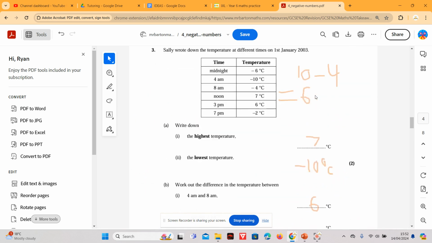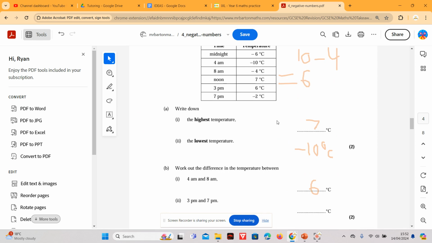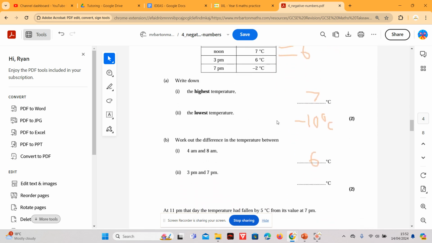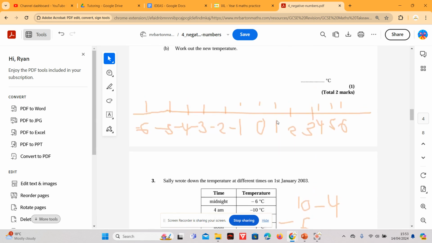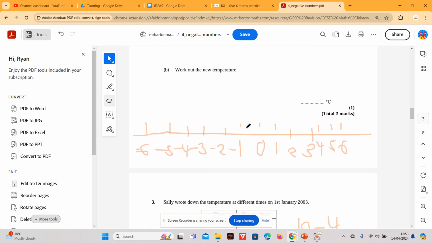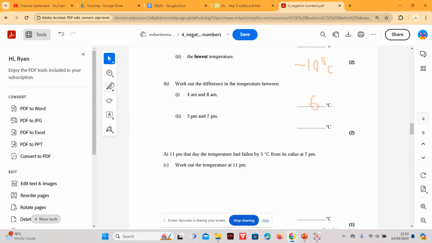So this time we're going from 6, so 3 p.m. and 7 p.m. So we're going from 6 to -2. So remember, we always work backwards. So we go 6, 5, 4, 3, 2, 1, 0, -1, -2. Now, if we count all our bumps, we've got 1, 2, 3, 4, 5, 6, 7, 8. So the answer in this box here will be 8.